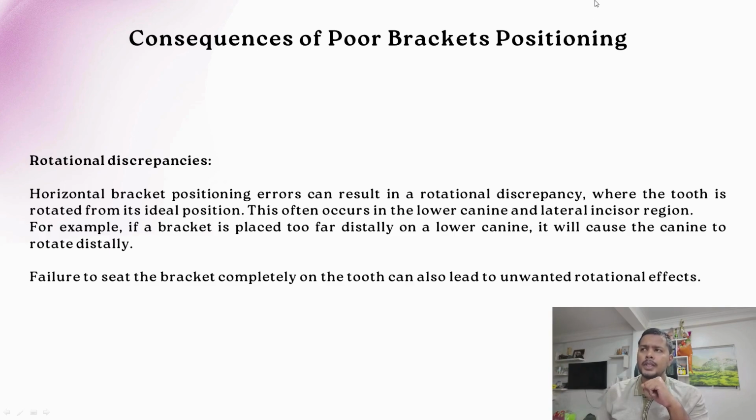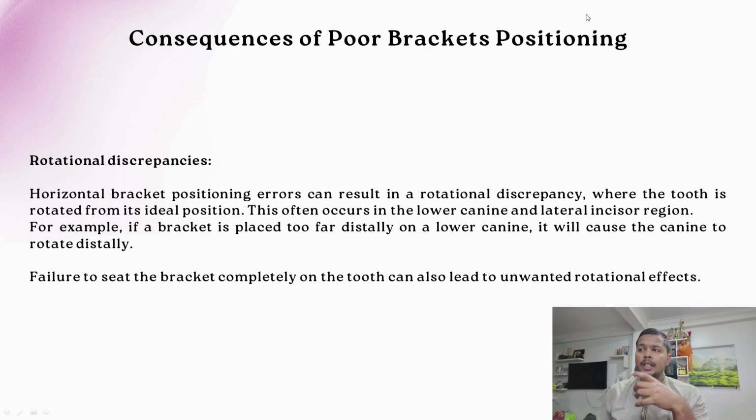So what are the consequences of poor bracket positioning? First, we can get rotational discrepancy. Horizontal bracket positioning error can result in rotational discrepancy, where the tooth is rotated from its ideal position. Basically, if you place the brackets too distal or too mesial, the teeth will be rotated. This is called rotational discrepancy caused by horizontal bracket positioning error.